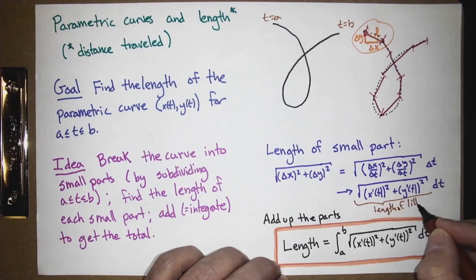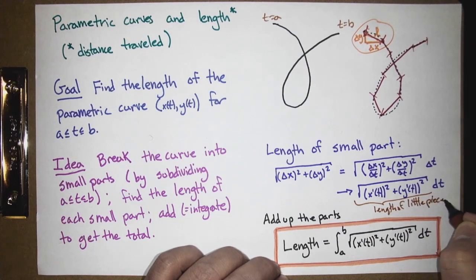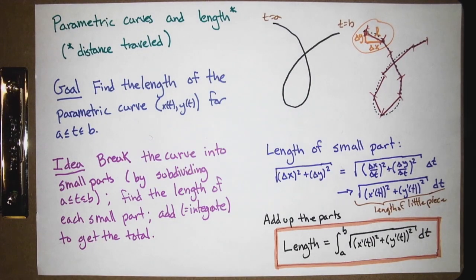So this is the length of a little piece. Now, what do we do? We add all the little pieces up. And that is done by integrating. So integral from a to b, square root of x prime squared plus y prime squared dt. And you'll see this is our second time we've talked about length. We are going to do one more length measurement before the exam. So here, this is a scenario, length of parametric curves. All right. Well, let's try it out.